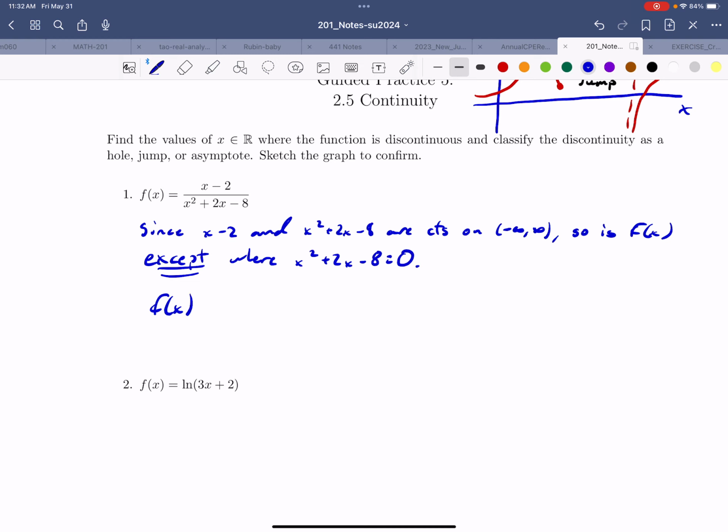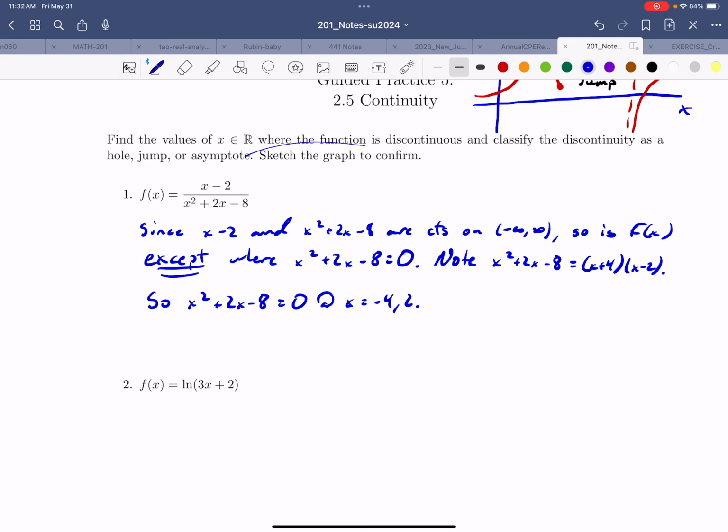We have f of x. Just note, before we talk about f of x, that x squared plus 2x minus 8 can be factored into x plus 4 times x minus 2. So maybe I'll say, x squared plus 2x minus 8 equals 0 at x equals negative 4 and 2, right?